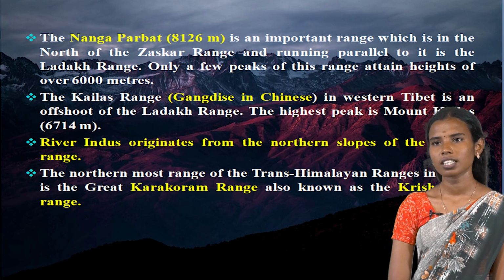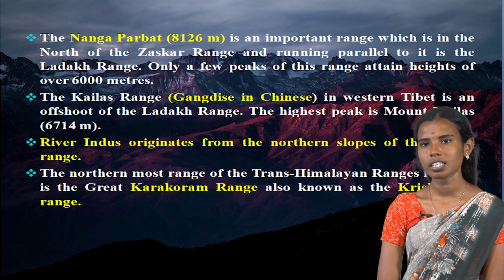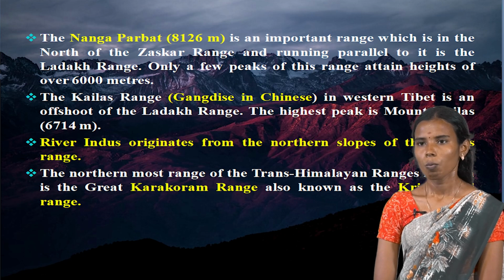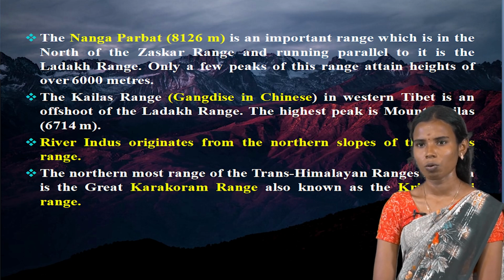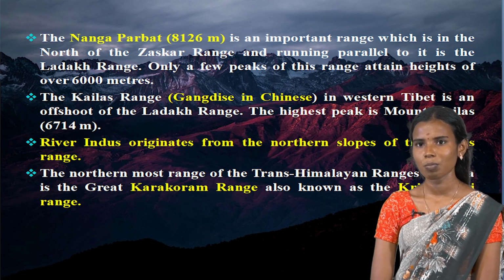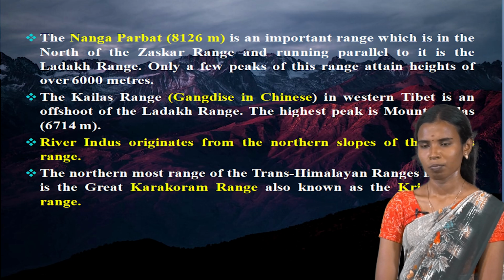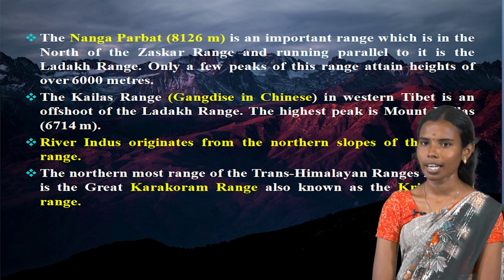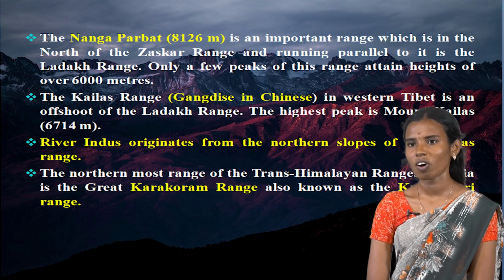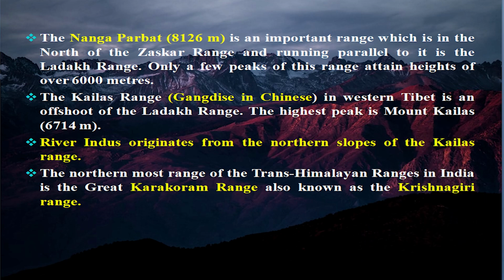The Zaskar is an important range, which is in the north of the Great Himalaya and running parallel to it is the Ladakh range. Only a few peaks of this range attain over 6000 meters. The Kailash range in western Tibet is an offshoot of the Ladakh range. The highest peak is Mount Kailash, which is 6714 meters. The river Indus originates from the northern slope of the Kailash range.